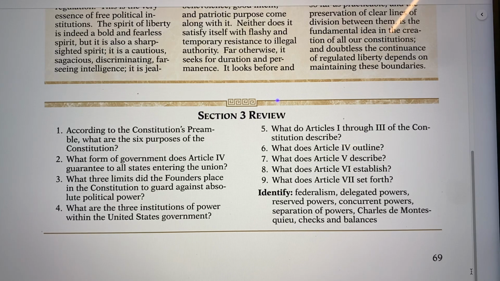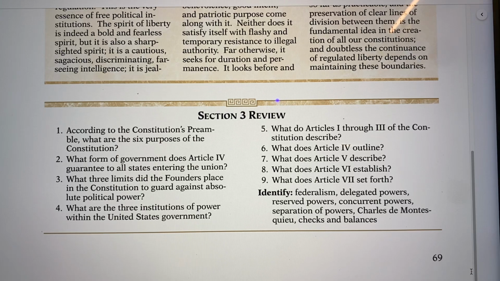So, number 2, what form of government does Article 4 guarantee to all states entering the Union? Basically, Article 4 guarantees to all the states that we have a Republican government. Every state will have a Republican government. So, all states have to have representatives and have a Republican government.